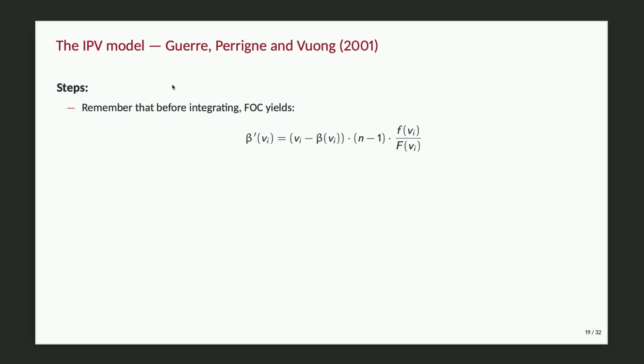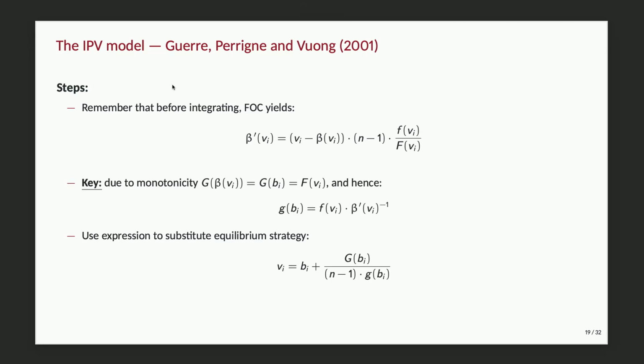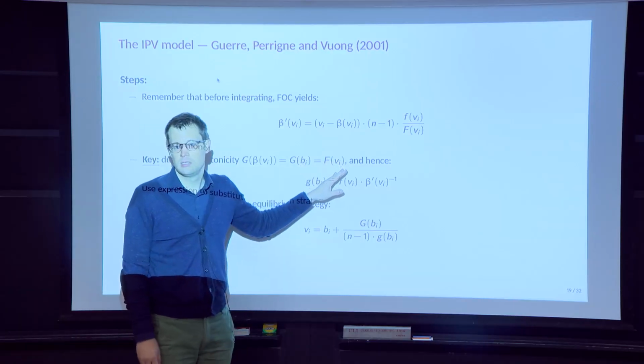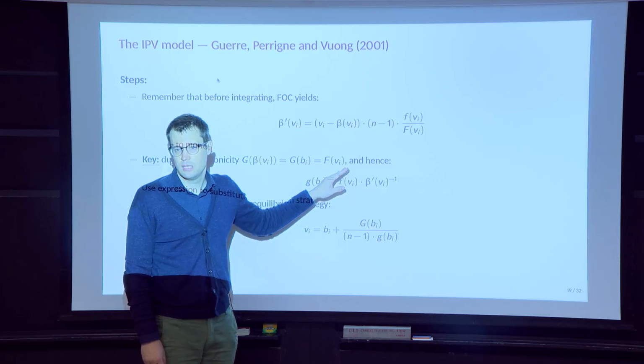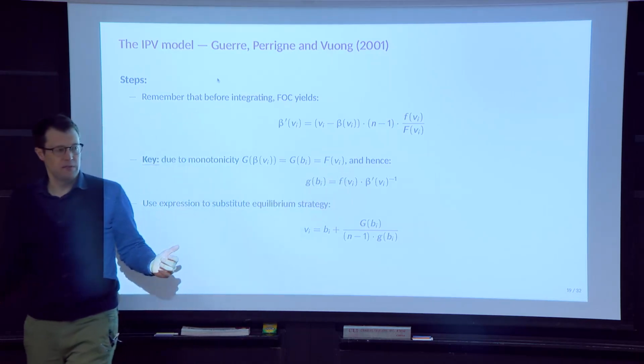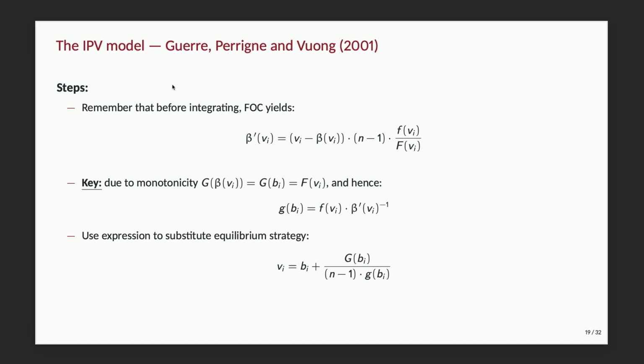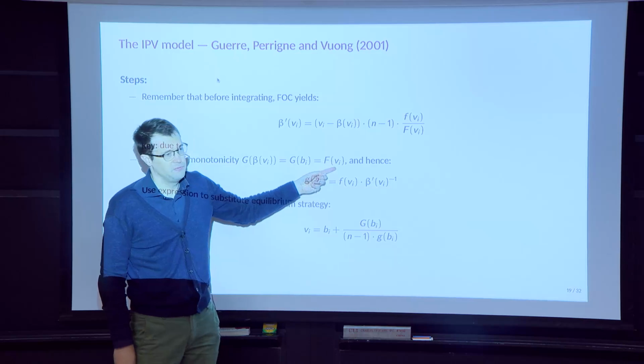Here's the insight that GPV had, which is that because of the monotonicity of the bidding function, a percentile of the bid distribution has to correspond to a percentile of the distribution of valuations. So the 20th percentile of bids that I observed in my data must have been submitted by somebody who's in the 20th percentile of the distribution of valuations. That means that we know that G of b is equal to F of v.